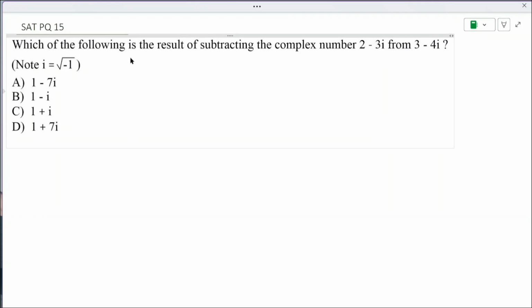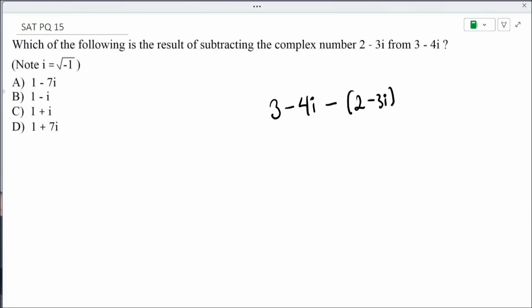Question 15. Which of the following is the result of subtracting the complex number 2 minus 3i from 3 minus 4i? You have to be careful here. Which of these following is the result of subtracting this from this? So this comes first. So you have 3 minus 4i minus open bracket 2 minus 3i close bracket.